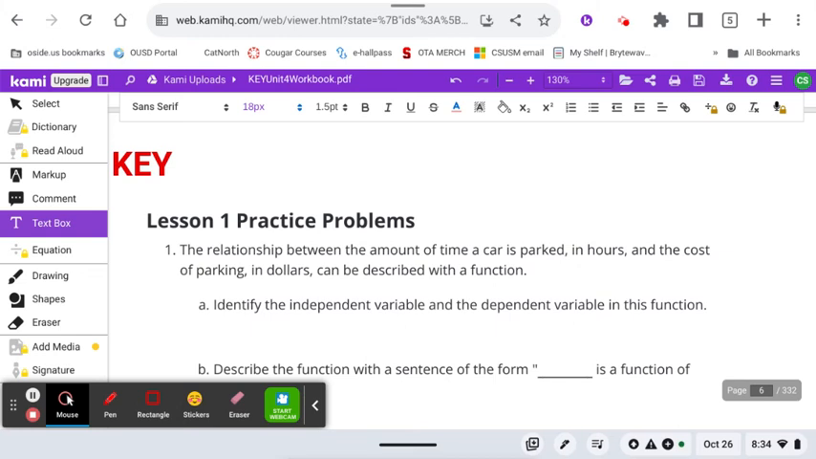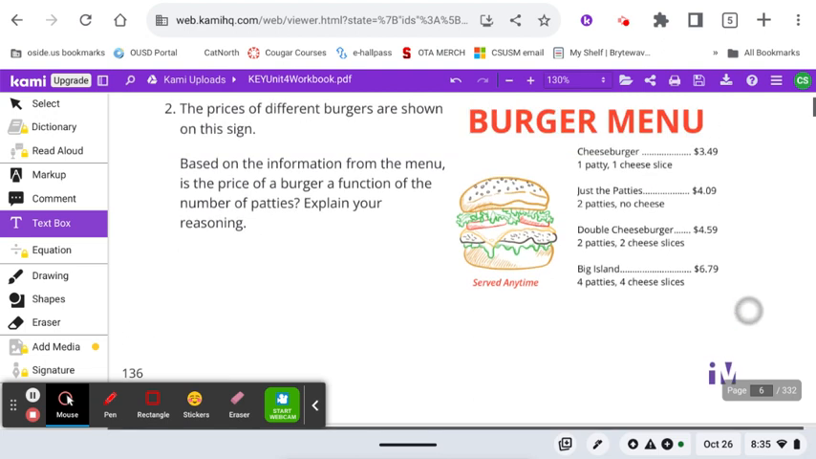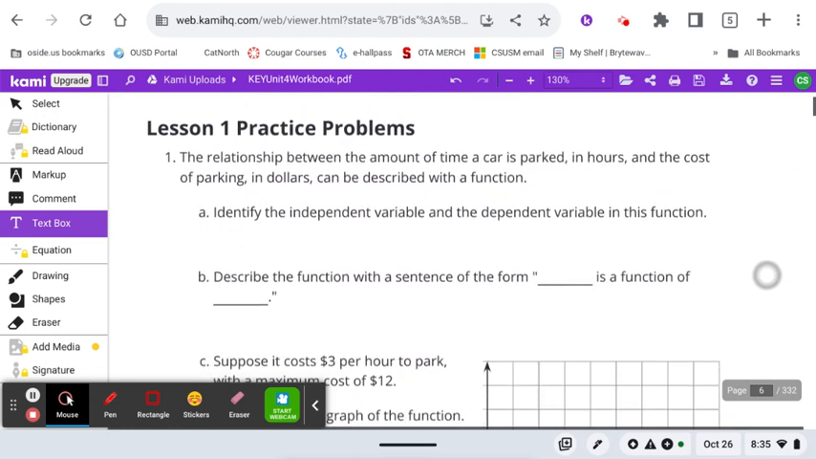Here we are on the Algebra 1 Illustrative Mathematics Lesson 1 practice problems. This is on page 136 of your student workbook. And we just started talking about functions in this unit. Lesson 1 practice problem starts with number 1.